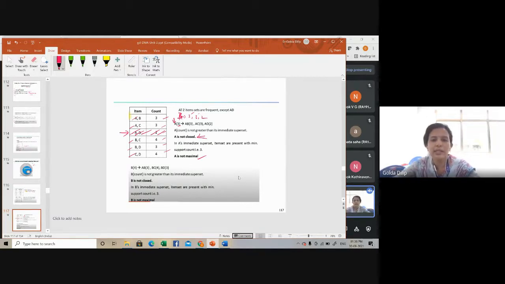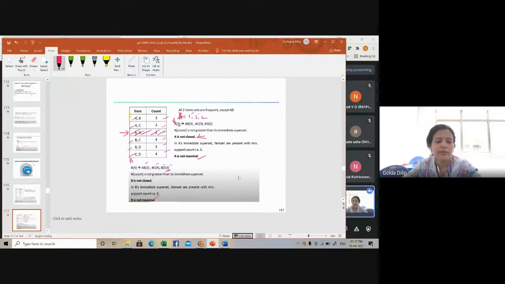We have completed the first item. Then take the second item, B. The support count of B is 4. Identify its immediate supersets. B's count is not greater than its immediate supersets; here it is 4 against 3, 4, and 3. So it is not closed. In the same way, B's immediate superset item is present with the minimum support count 3. So it is not maximal.